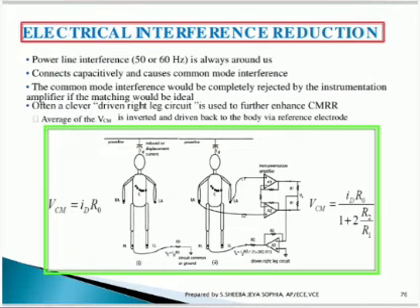In these amplifiers, electrical interference reduction must be done in order to keep the human body from interfering with the electrical contact. Power line interference is always around us, so we need to be cautious about getting driven by those power sources. The common mode interference would be completely rejected by the instrumentation amplifier if the matching were ideal, and so this is applied in many real-time applications.